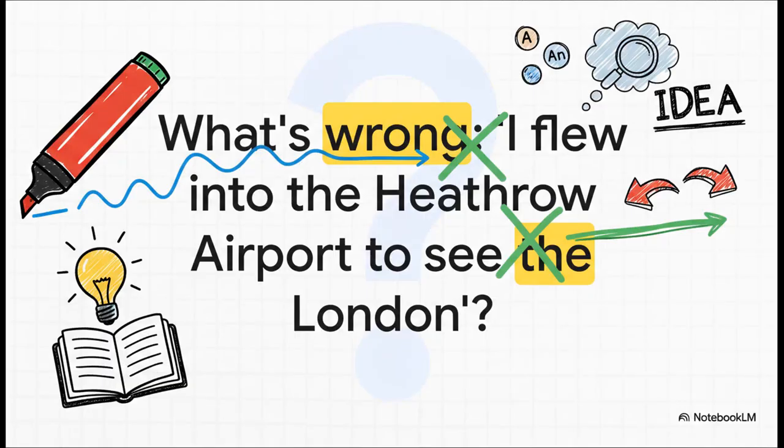Right off the bat, have a look at this sentence. Something about it just feels wrong, right? This is an incredibly common mistake, one that even really advanced learners make all the time. But trust me, by the end of this, you'll know exactly why it's wrong, and you'll be able to spot this kind of error from a mile away.